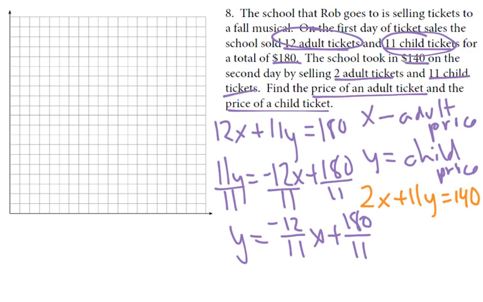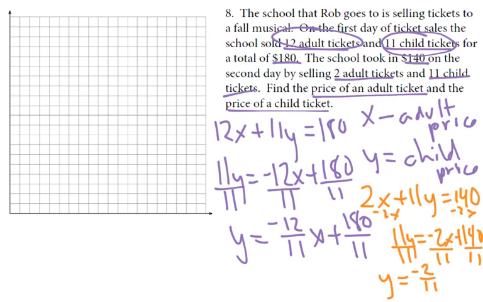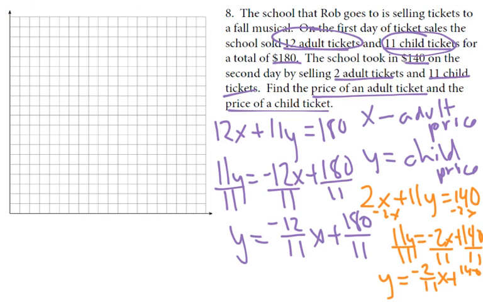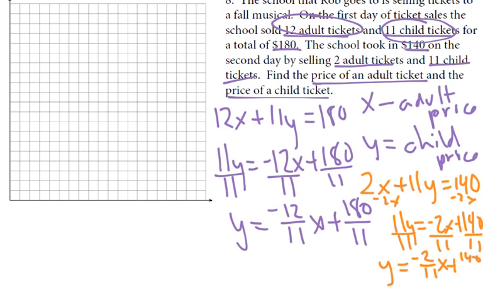What about our other one? Subtract the 2x. We get 11y equals negative 2x plus 140. Divide by 11 again. Ugh. y equals negative 2/11 x plus 140 over 11.